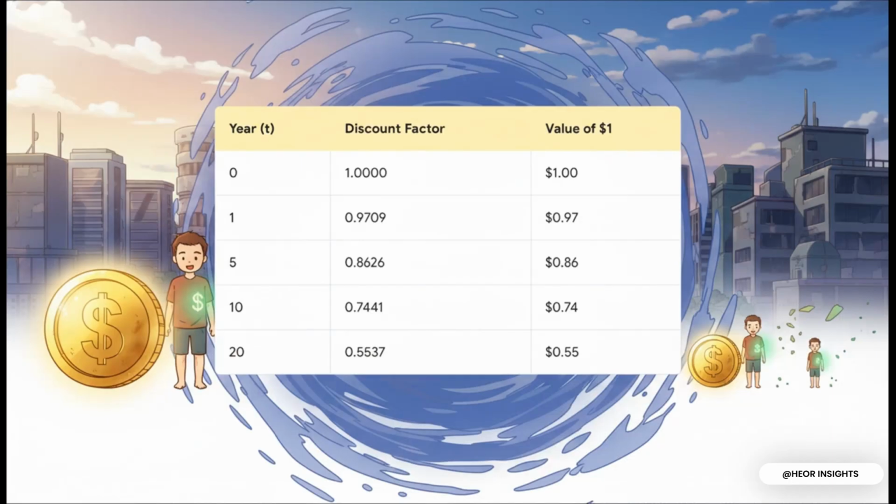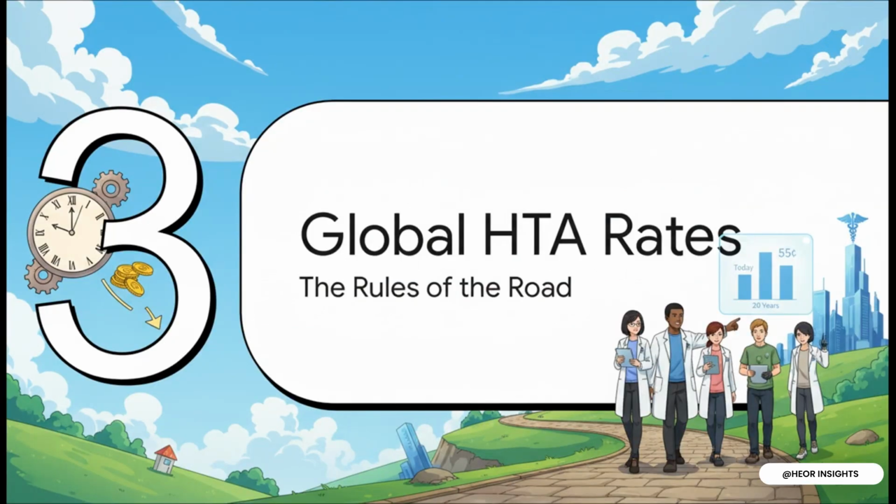The effect of this formula becomes more pronounced over longer time horizons. This table, using a 3% discount rate, shows how the present value of $1, or 1 unit of health benefit, diminishes over time. As shown, a benefit occurring 20 years from now is valued at just over half of its nominal value today. The choice of the discount rate is therefore a critical parameter.